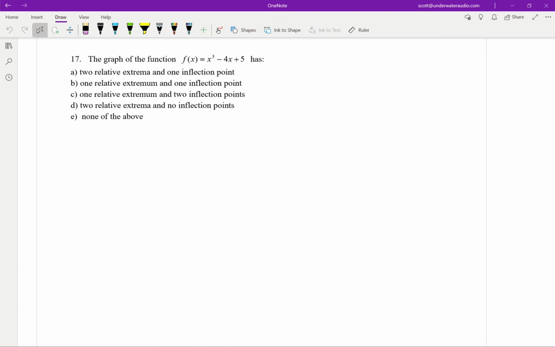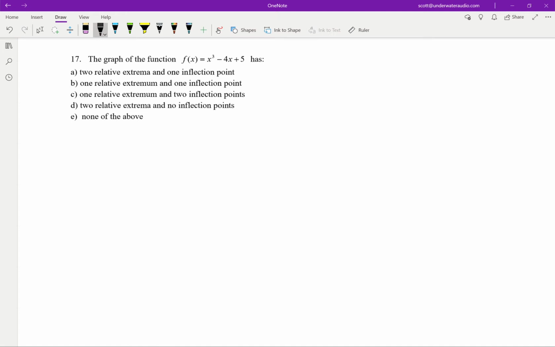Number 17 says the graph of the function f of x equals x cubed minus 4x plus 5 has, and then a whole bunch of stuff here. So I'm going to highlight what's important. It says two relative extrema and one inflection point, one relative extremum and one inflection point, and so on. There's kind of a pattern. It's a weird way of saying how many relative extrema does this have and how many inflection points does it have.